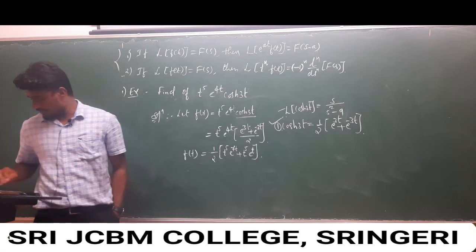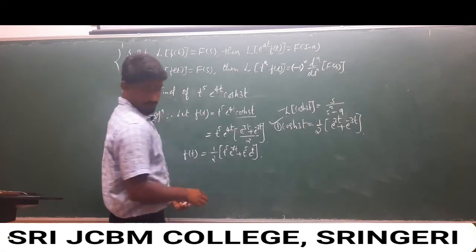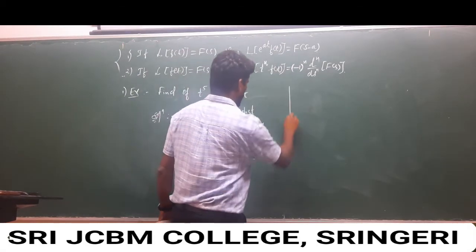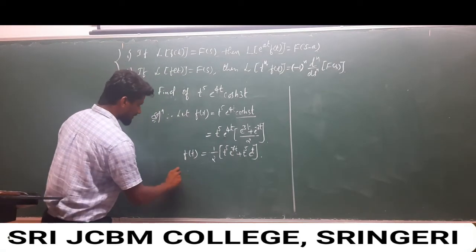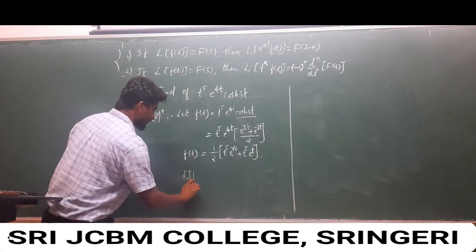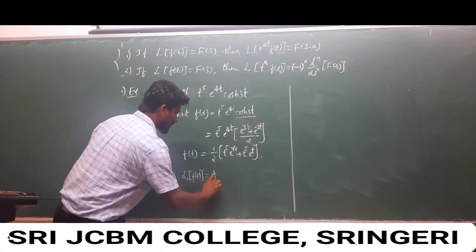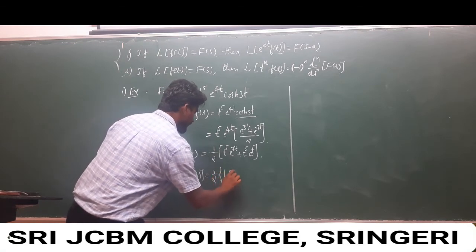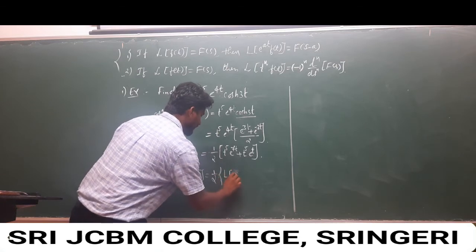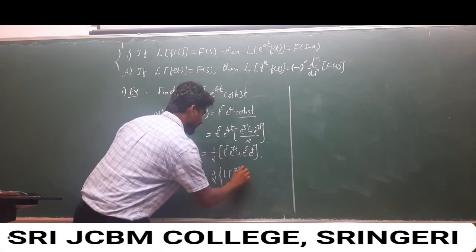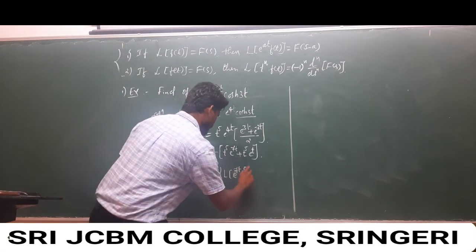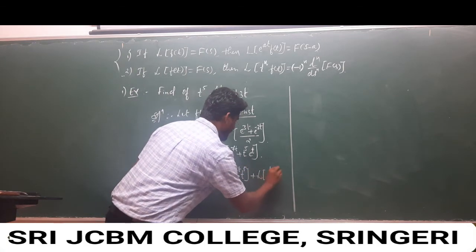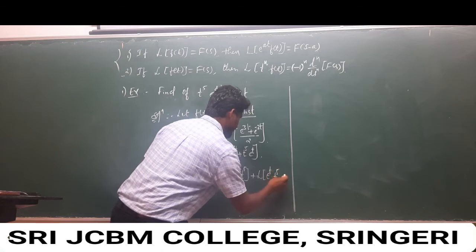Now we have to apply the Laplace operator on it and we get the solution. So look here, apply the Laplace transform. Therefore, the Laplace transform of f(t) is 1/2 times the Laplace transform of e^(7t) t^5, plus the Laplace transform of e^t t^5.